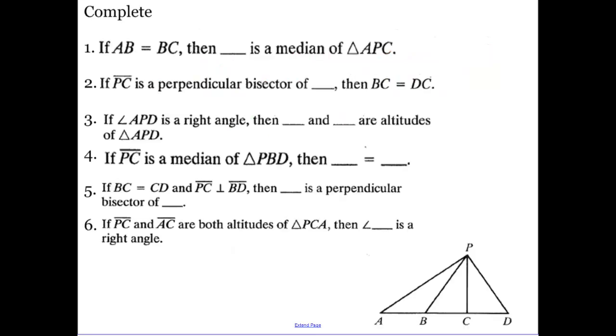Okay, some examples. If AB is equal to BC, then B is going to be the midpoint, making PB the median. If PC is our perpendicular bisector, then PC equals CD. Well, if PC is the perpendicular bisector, our two segments that were equal were PC and CD, so therefore it's the perpendicular bisector of BD.